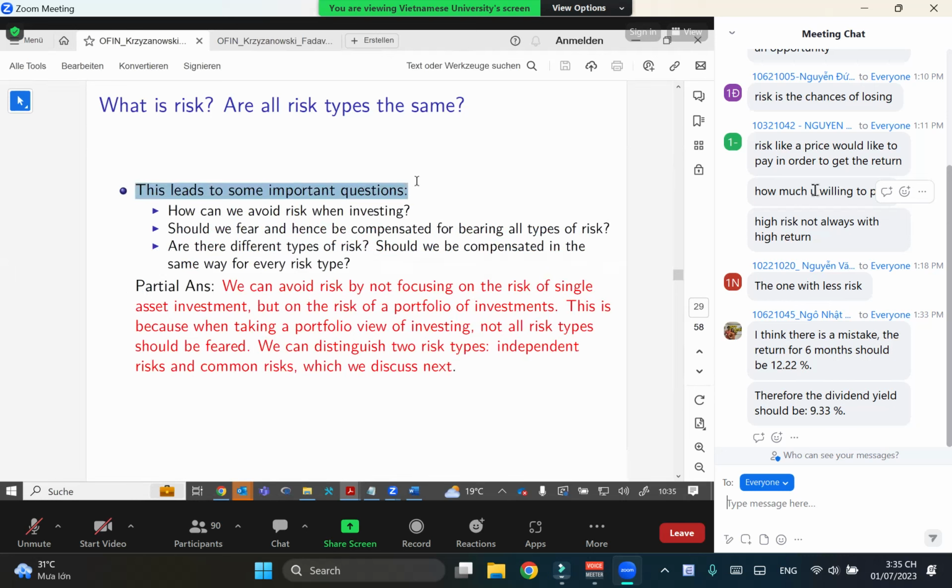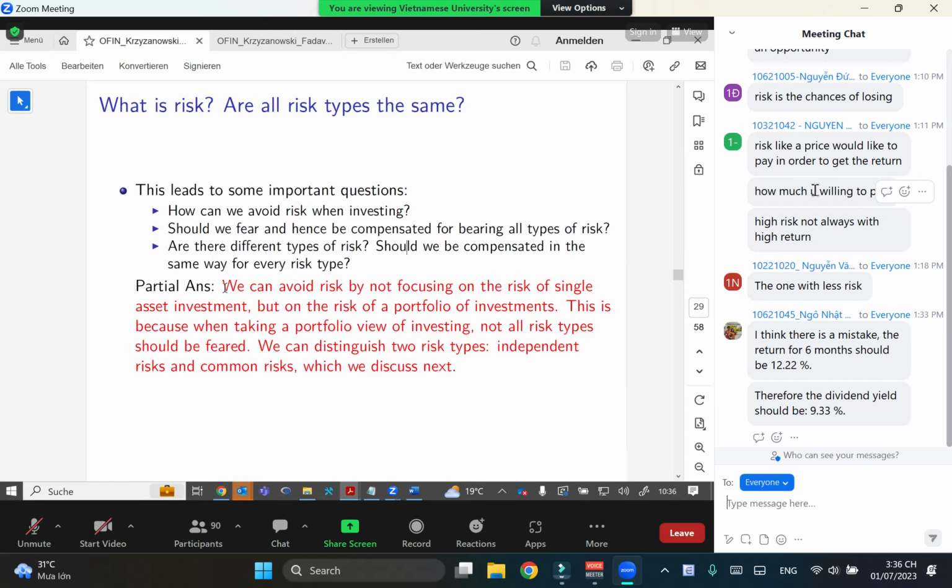This leads to some questions which we are tackling or have partly already tackled. How can we avoid risk when investing? We'll come to diversification in more detail. Should we fear, and hence be compensated for, bearing risks? And should we be compensated for all sorts of risk? We'll come to distinguished forms of risks in the later part of today's lectures. Are there different types of risks? From this question, it should be clear that there are, and we will discuss which ones. And basically complementing the second part, should we be compensated in the same way for all parts of risks?